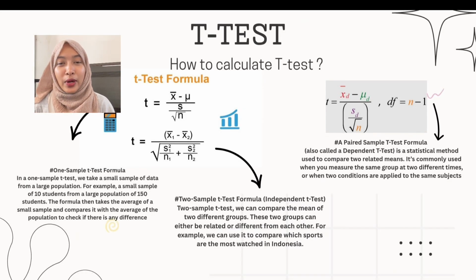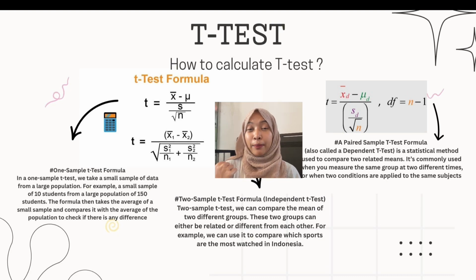Wow! Where am I? I'm beside the t-test formula. This is the formula of the one-sample t-test. In a one-sample t-test, we take a small sample of data from a large population. For example, we take 10 students from a large population of about 150 students. The formula then takes the average of the small sample and compares it with the average of the population to check if there are any differences.